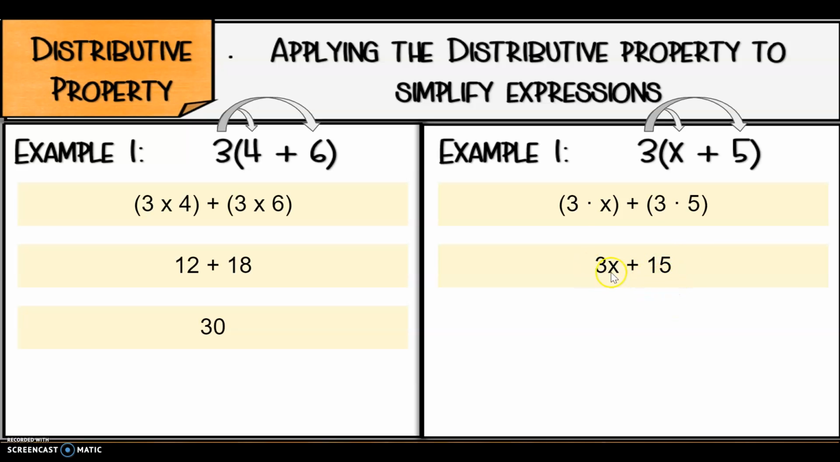You cannot combine these two because they are not like terms. This has a variable and a coefficient, and this is just a constant. You cannot combine them together.